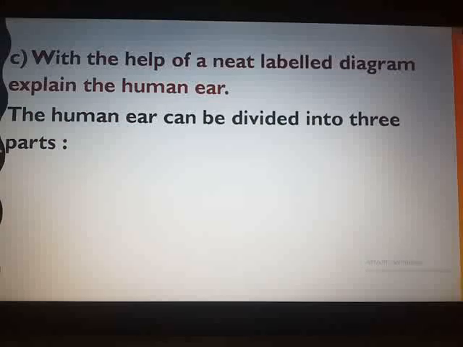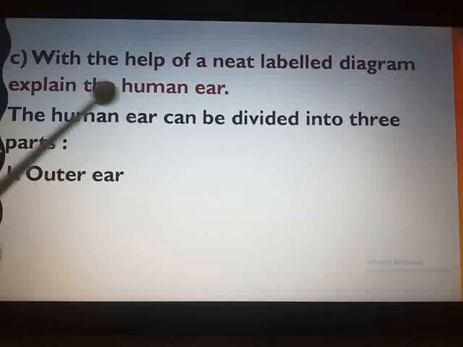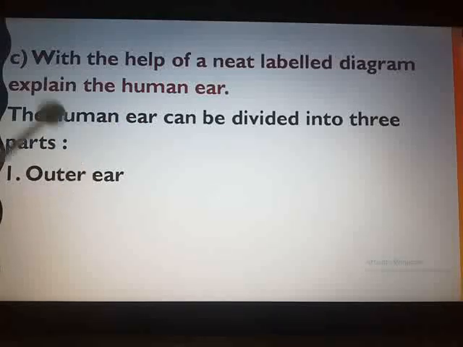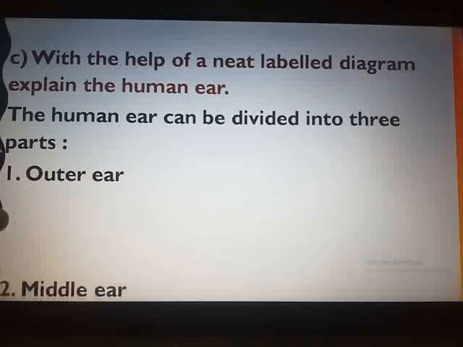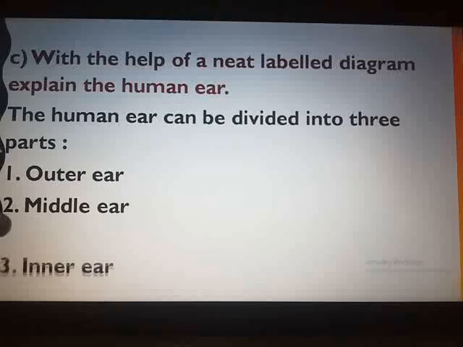First part, you will just write that the human ear can be divided into 3 parts. On page number 135, you have the diagram 12.6 of the human ear. Below that you have the paragraph. The second last line of the paragraph is your first point. This is not a point, actually the introduction of the answer. The human ear can be divided into 3 parts: outer ear, middle ear, inner ear.